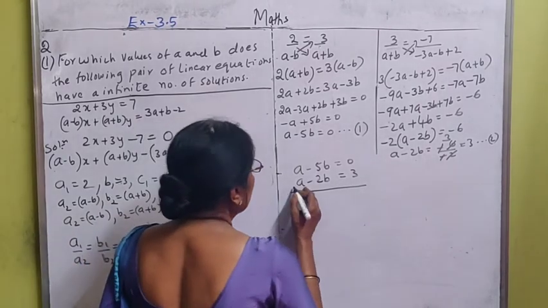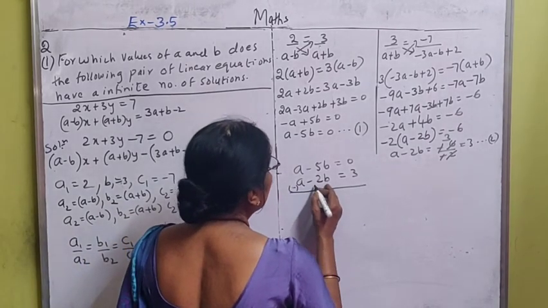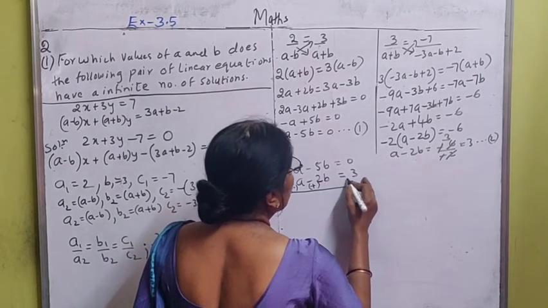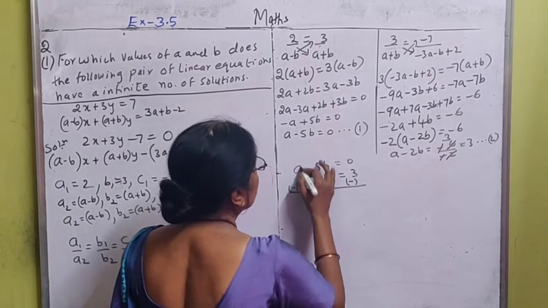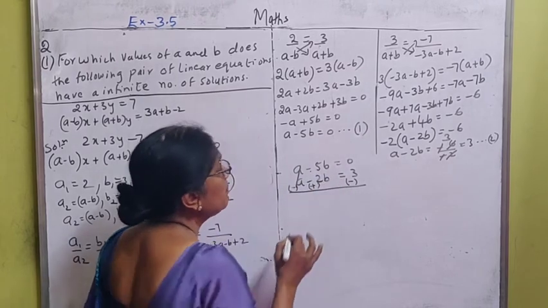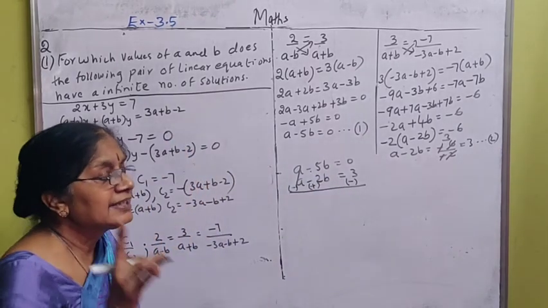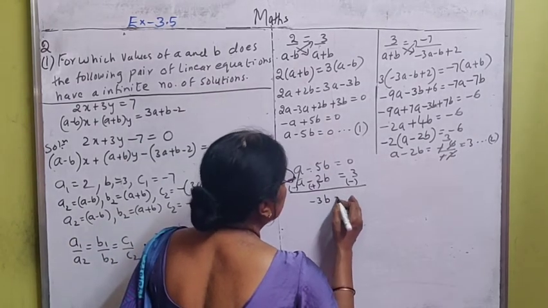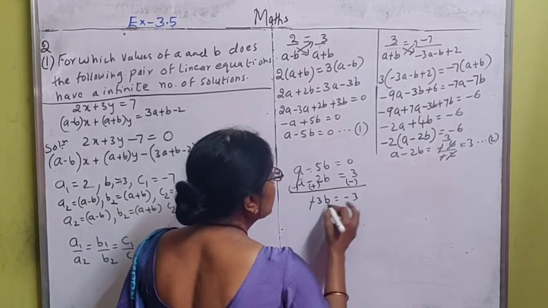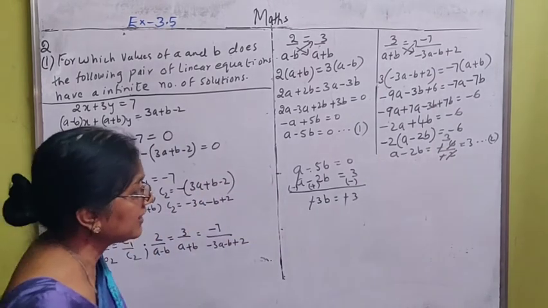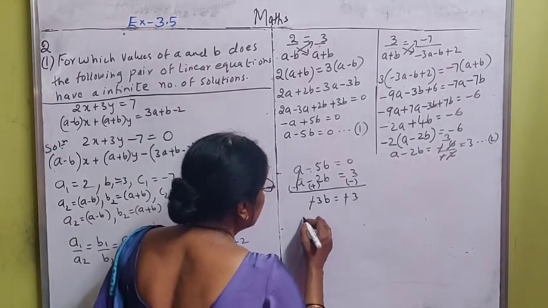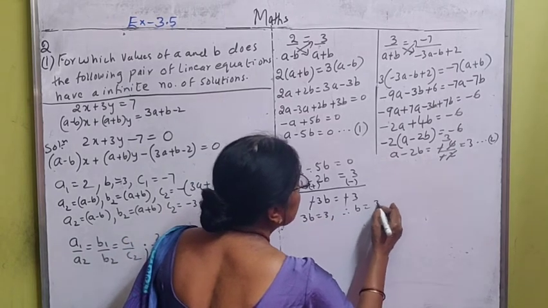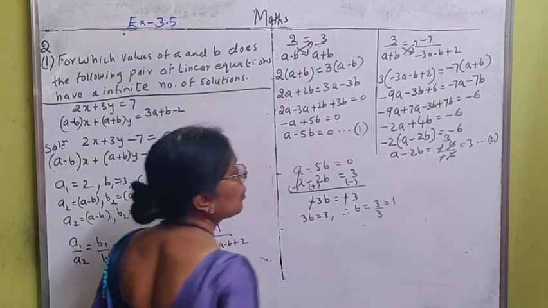So I am going to change. Plus a will become minus a. Minus 2b will become plus 2b. And 3 will become minus 3. So this is gone. Minus 5b plus 2b: minus sign is greater, and 5 minus 2 is 3. So minus 3b is equal to minus 3. Both sides minus sign cancels. So 3b is equal to 3. Therefore b is equal to 3 by 3, which is 1.